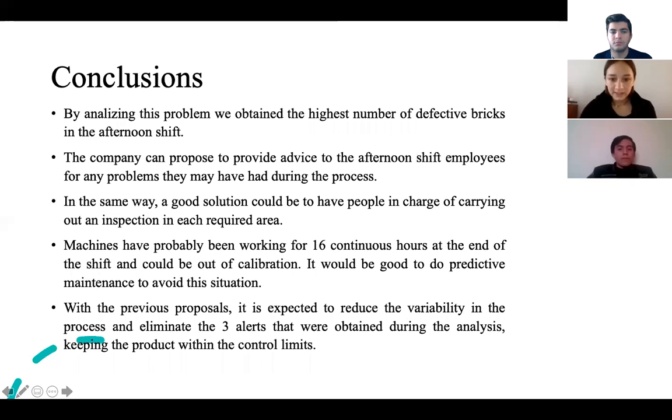To conclude, we can say that when calculating the defective items with the NP chart, we obtain the highest number of defective bricks in the afternoon shift. For these reasons, the company should propose as a solution to give advice to employees and put managers to inspect each area of production. Regarding the machines, they have probably been working for 16 continuous hours at the end of the shift, causing them to become out of calibration. It will be good to do predictive maintenance to avoid this situation. With these solutions, it is expected to reduce the variability in the process, keeping the product within the control limits.